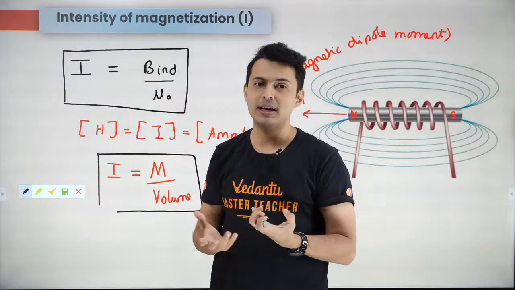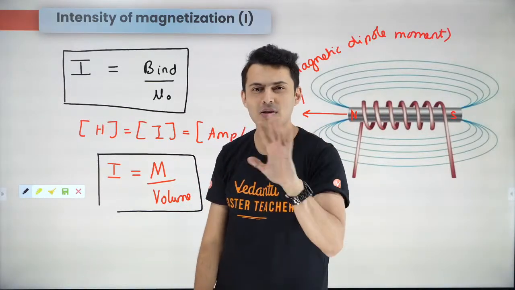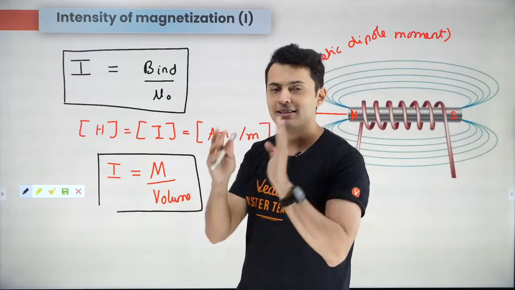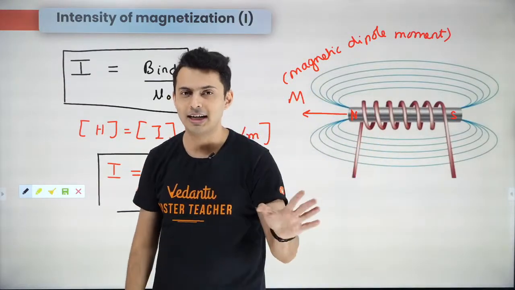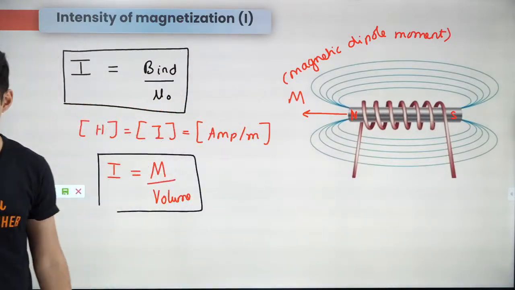So it will be induced by mu naught. Magnetic intensity, the first letter is M, so it's not I. So the symbol is H. That's how you remember it. H is nothing but B naught by mu naught. Very, very simple. All right.